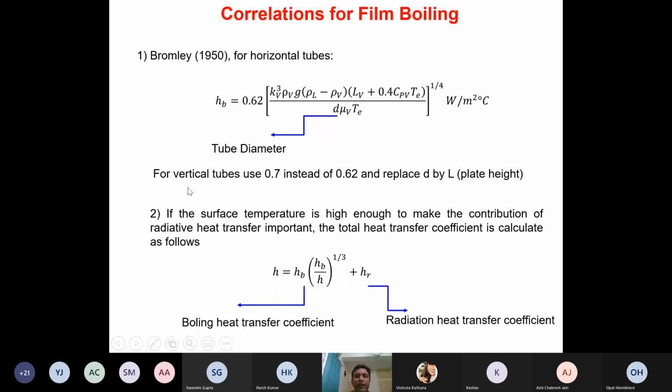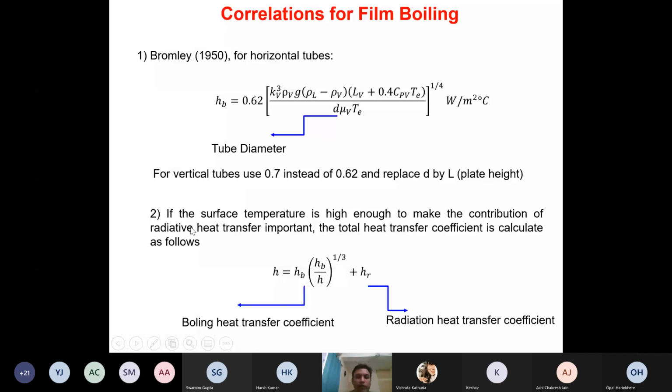So this particular equation is for the horizontal tubes. You can use it for the vertical tubes as well by replacing this 0.62 by 0.7, and D is replaced by L. Okay, so there is another equation given.